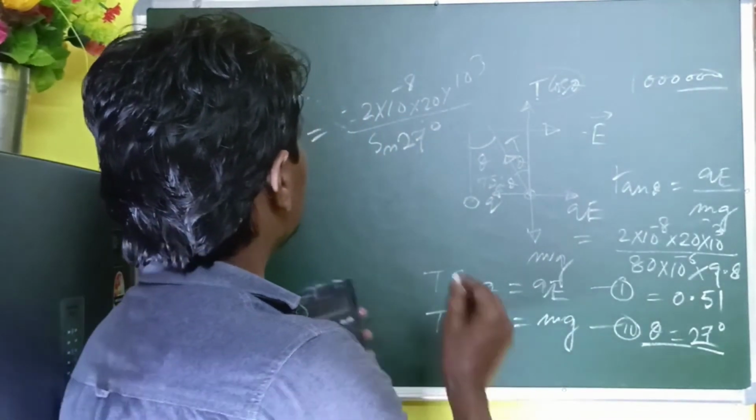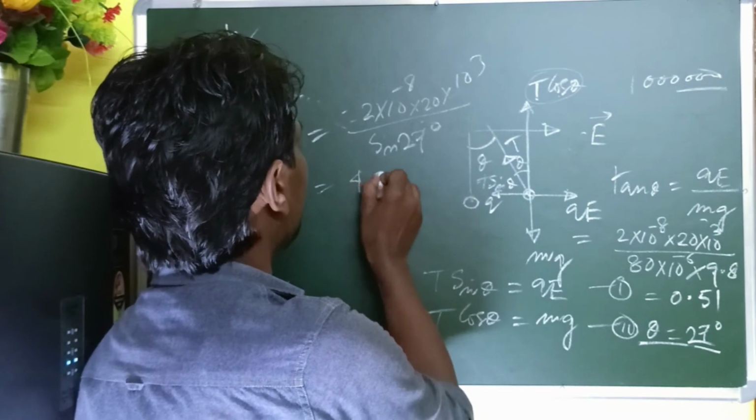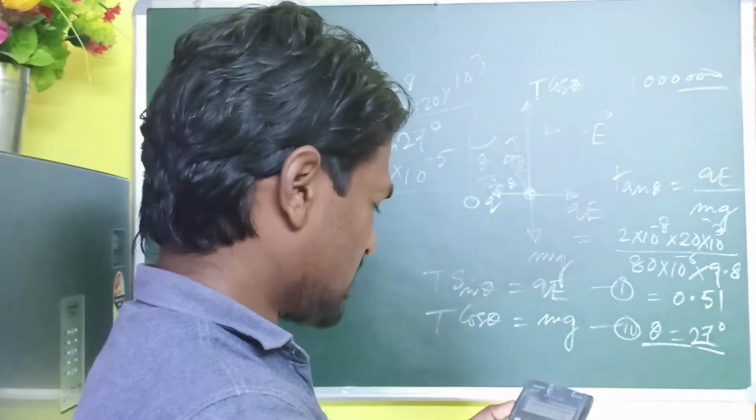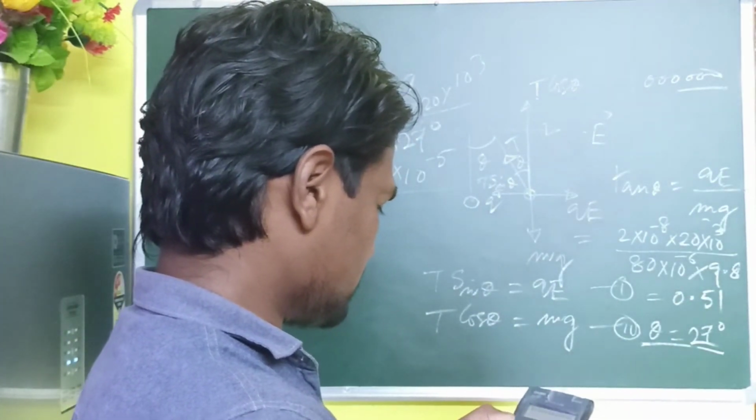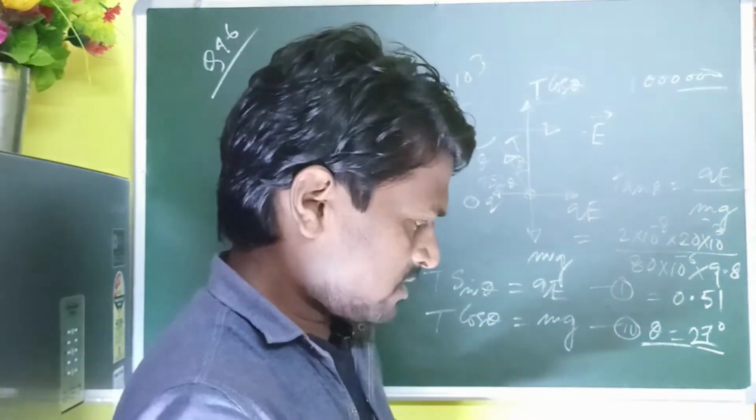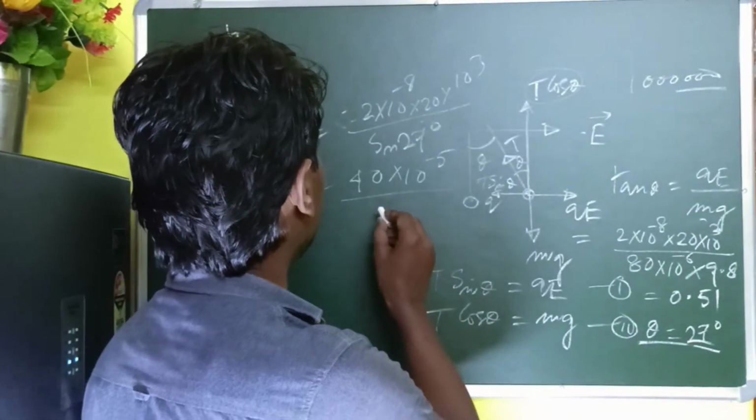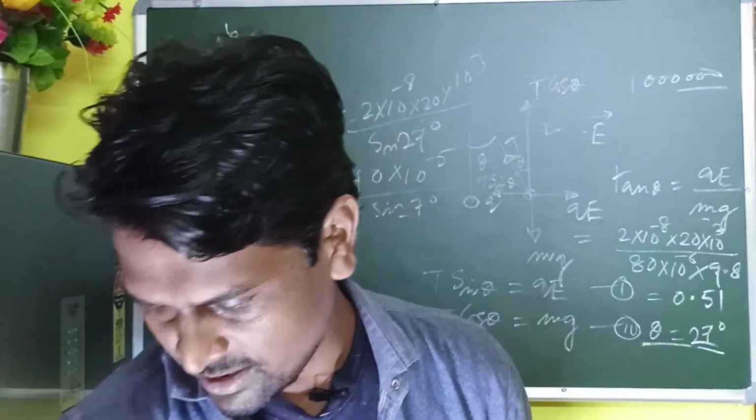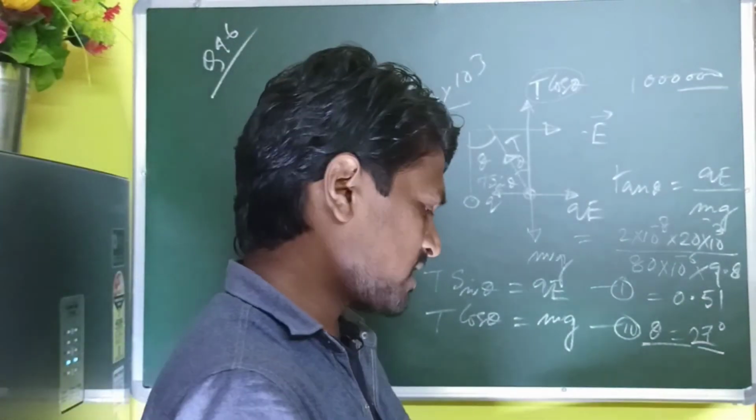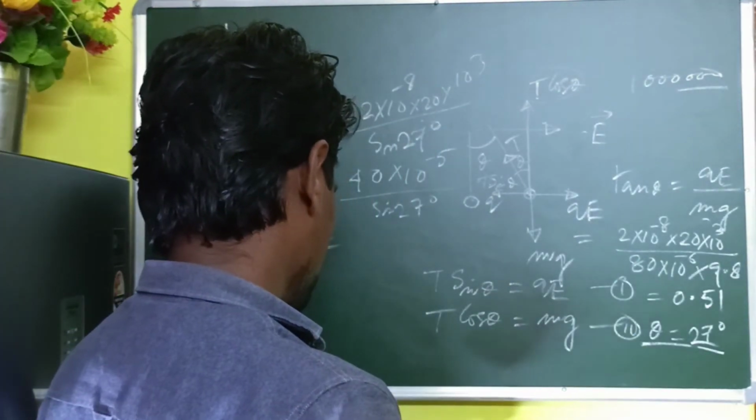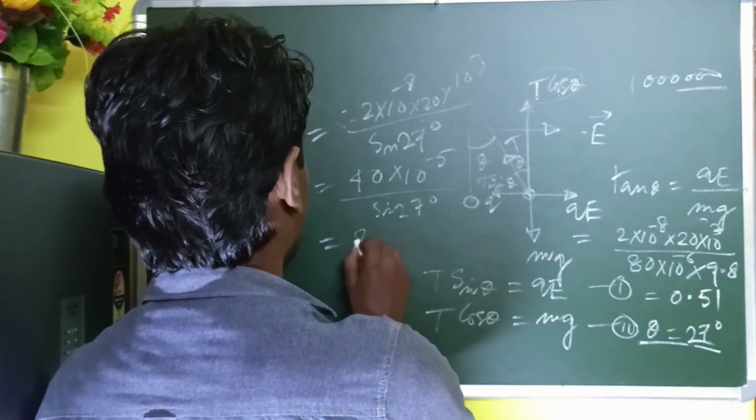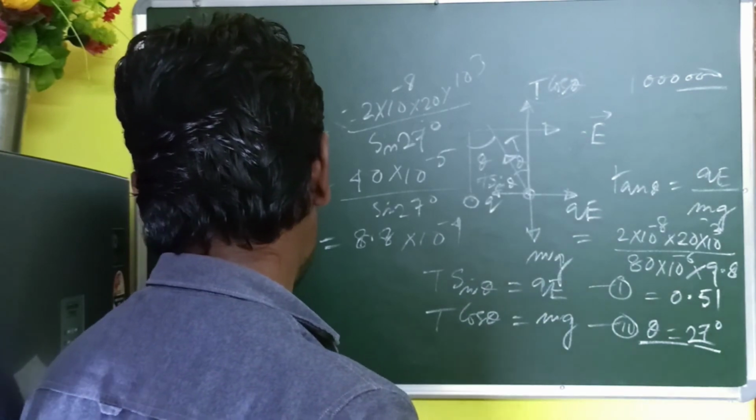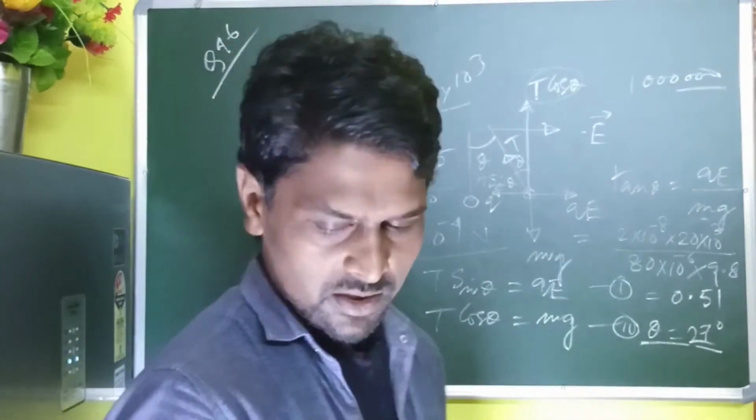Sin 27 degrees, so this is 2 into 20 means 40 into 10 to the power of minus 5 divided by sin 27 degree, और इसका वैल्यू, टेंशन का वैल्यू आसपास आ जाएगा 8.8. ओके, सो यही हो जाएगा आंसर. 8.8 into 10 to the power minus 4 न्यूटन. ओके, कैलकुलेशन करके देख लीजिए एक बार, ठीक है.